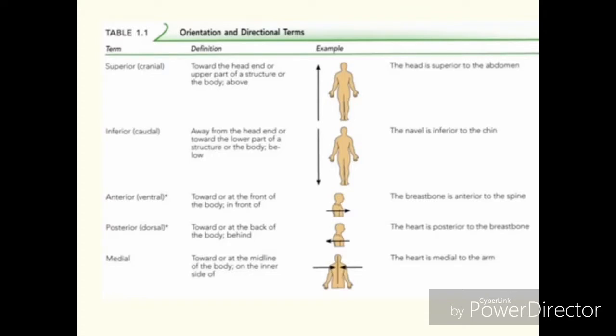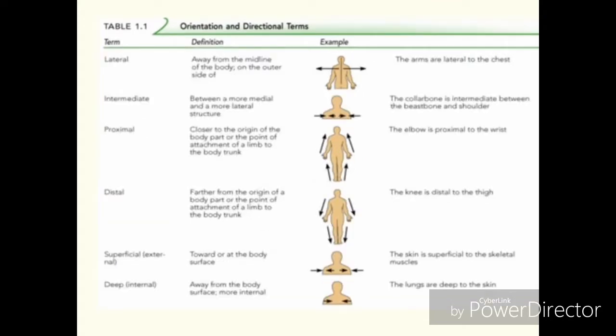Medial means towards the midline, so the heart is medial to the arms. It's in the middle of the arms. Lateral means away from the midline, so the arms are lateral to the chest or to the heart. They are to the outside. Intermediate means between, so the collarbone is intermediate to the breastbone and the shoulders, meaning it is in between.